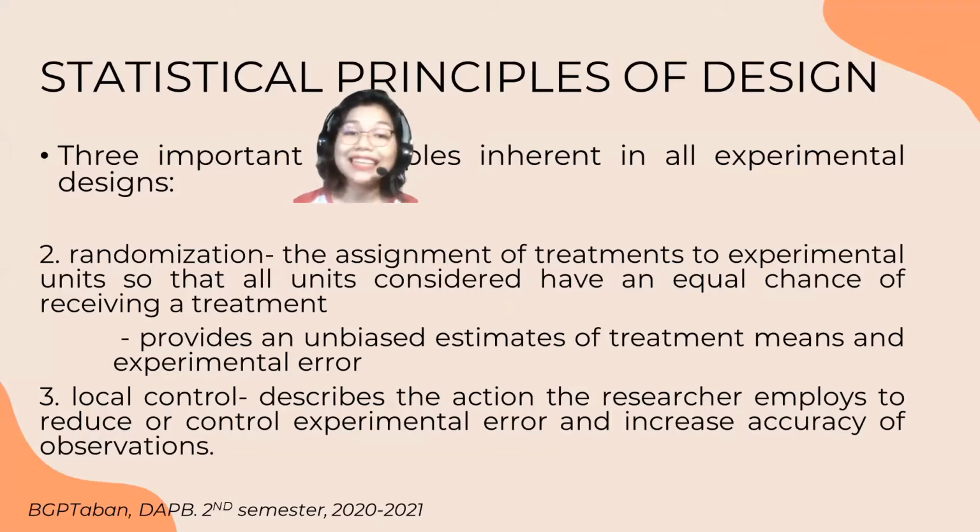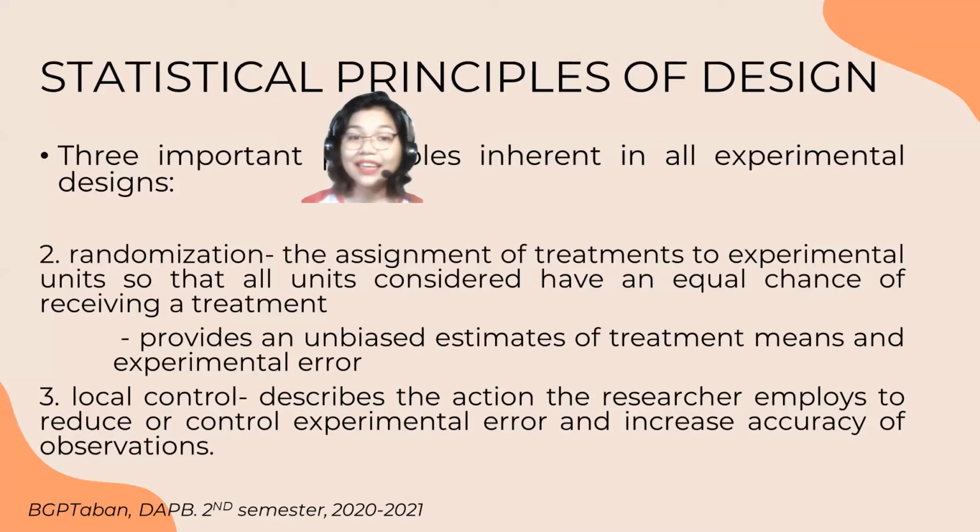And the second one is randomization. So this is highly done in all experimental designs. The assignment of treatments to experimental units so that, quote unquote, all treatments considered have an equal chance of receiving a treatment. So it provides unbiased estimates of treatment means and experimental error.